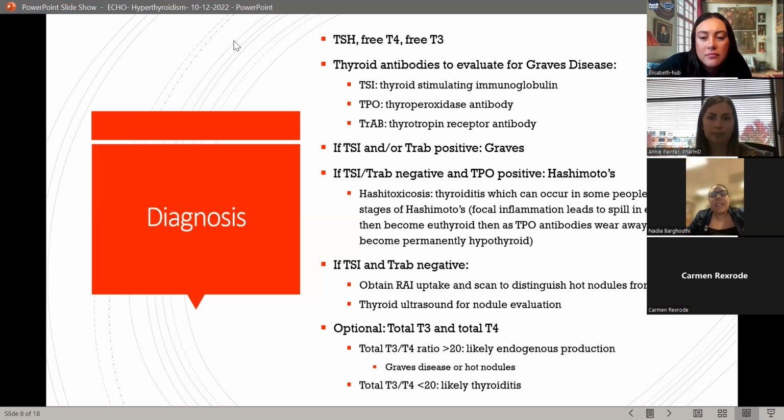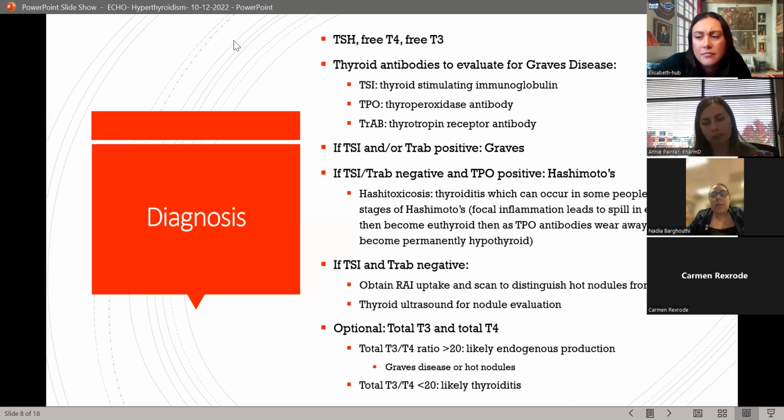So if the TSI and the TRAB are positive, then you have Graves' disease. If the TSI and TRAB are negative, but the TPO is positive, you can have something called Hashitoxicosis, which is basically when in Hashimoto's, you have those TPO antibodies and they start to wear away at the thyroid. And eventually we know that Hashimoto's patients are more likely to become hypothyroid.